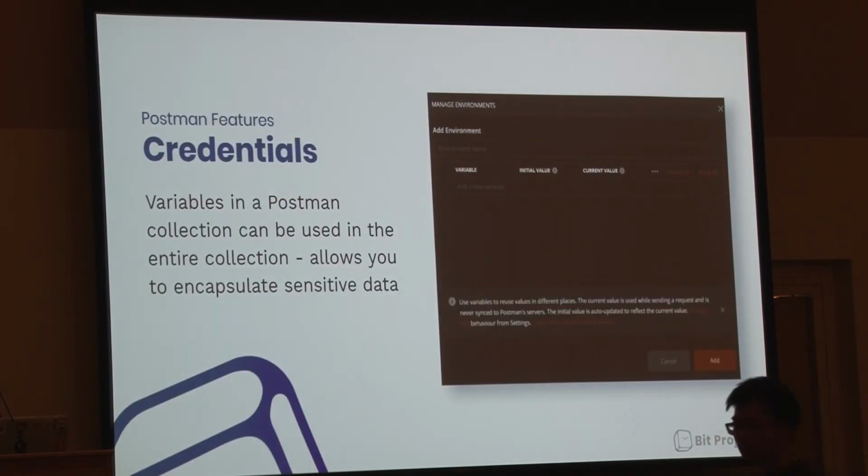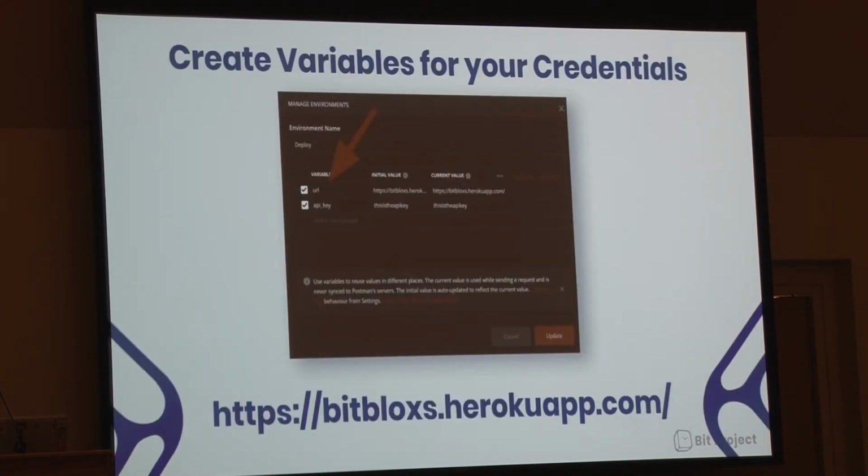So now let's move on to what you're going to put inside of that environment. You would usually put credentials in there, and these credentials allow you to encapsulate sensitive data. We kept having to type in the bitblock URL in our curl request. We can make that really simple in Postman by making a URL variable. If you remember, here's that URL, and we're going to make that URL into a variable in Postman.